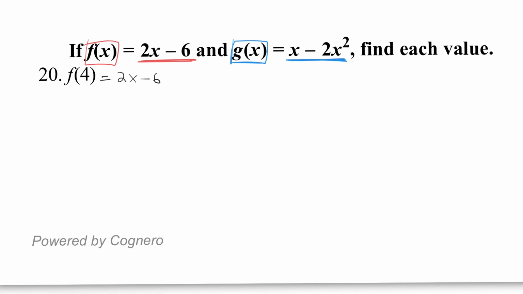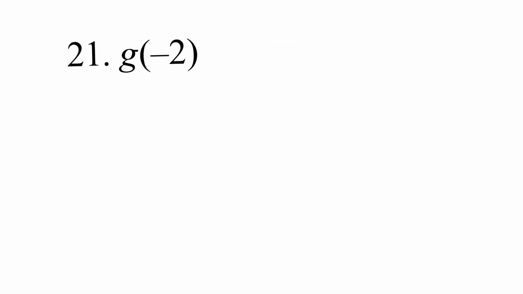So the next step, you are going to substitute this value into every x. We only have one x, but I'm going to substitute. So that's going to be 2 times 4 minus 6. You can use the calculator or order of operations. You multiply first before subtraction. So 2 times 4 is 8, minus 6, which equals 2. So 21, now they want us to use the other function. The other function, g, notice the letter here.